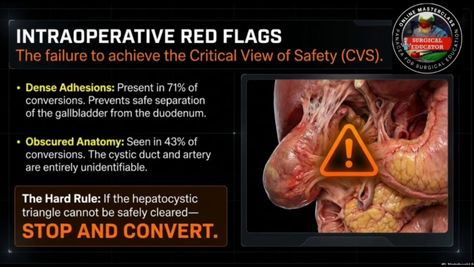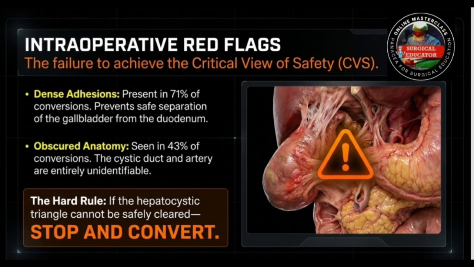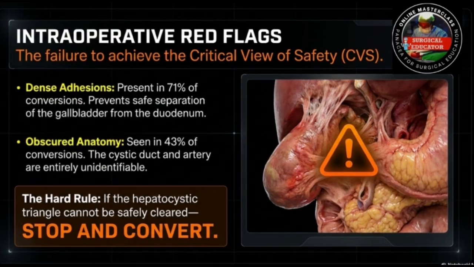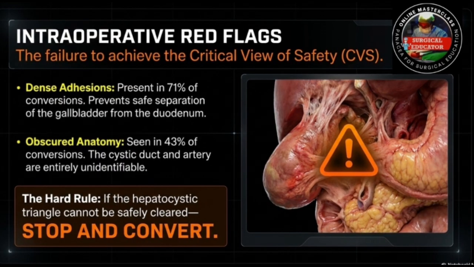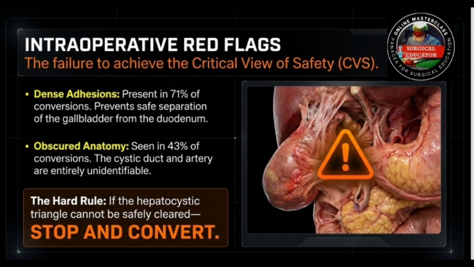And what happens if the common bile duct is severed? It is a devastating, life-altering iatrogenic injury, meaning caused by the medical intervention. The patient leaks bile directly into their abdomen, causing peritonitis, sepsis, and organ failure. And repairing it is a massive deal. Right. Highly complex reconstructive surgery. The patient faces months of hospitalization and a permanently altered quality of life. Which is why slide 8 has this hard, uncompromising rule. If the hepatocystic triangle cannot be safely cleared, stop and convert.